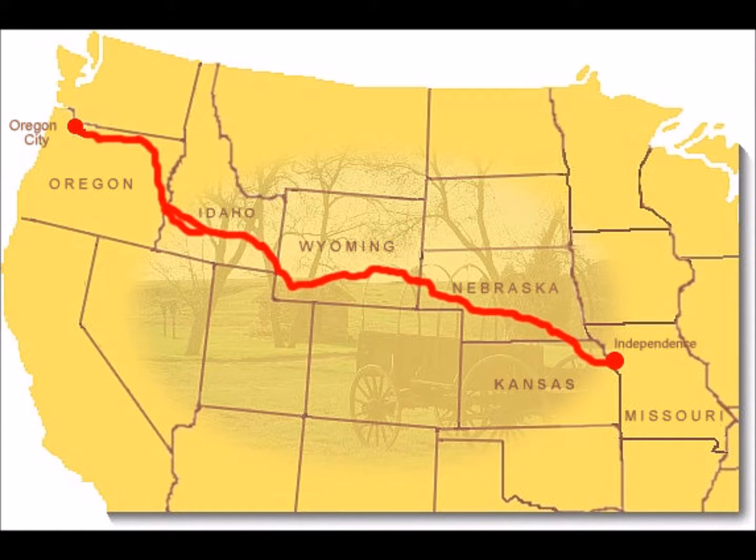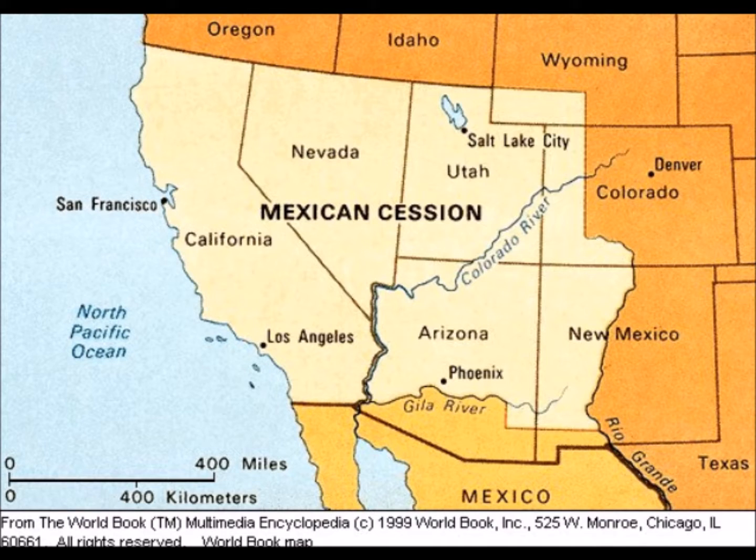The Oregon Trail spanned across a major portion of the northwest of the United States. The trail includes Missouri, Kansas, Nebraska, Wyoming, Idaho, and ends in Oregon. The Mexican Secession takes place on the west coast portion of the United States. It covers California, Nevada, Utah, Colorado, New Mexico, and Arizona.